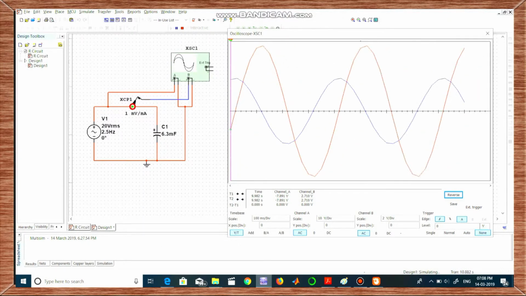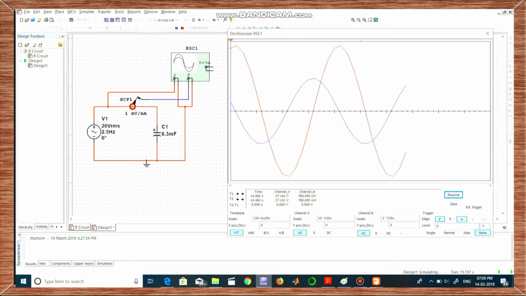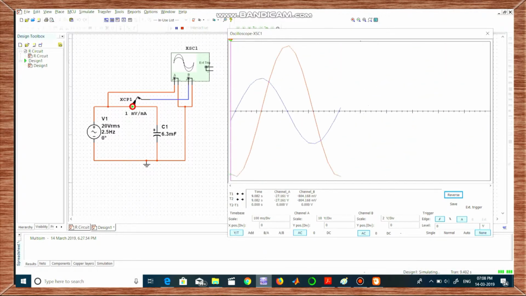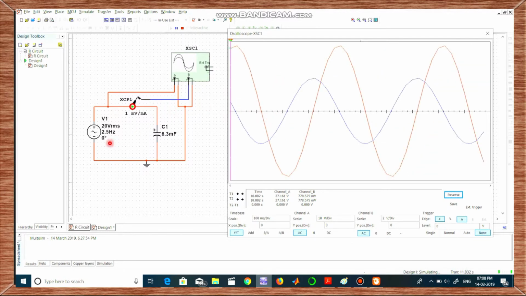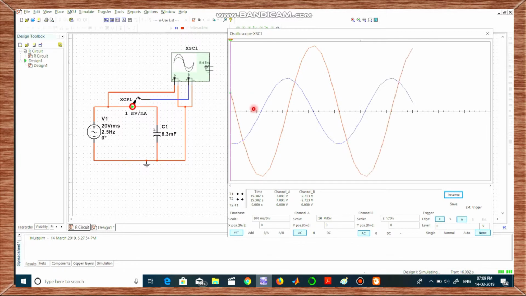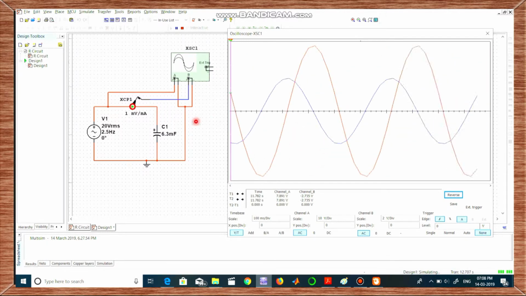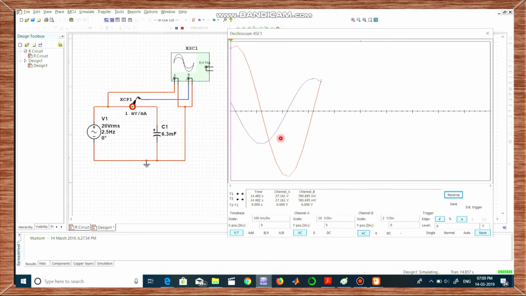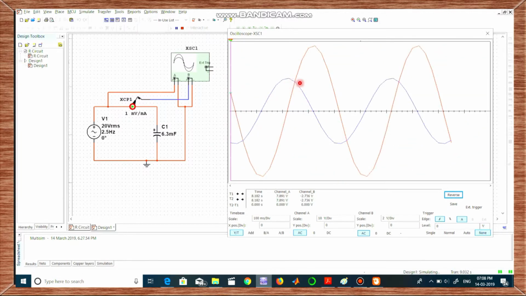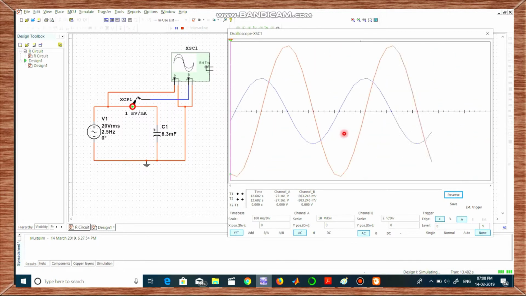Here I did the simulation with the help of Multisim. Here I consider a capacitor of 6.3 millifarad. To slow down the speed of simulation, I am using a very low frequency, that is 2.5 Hz. You can clearly see that the red color indicates the voltage, and the blue color indicates the current. From these waveforms we can clearly see that the current leads by 90 degrees.